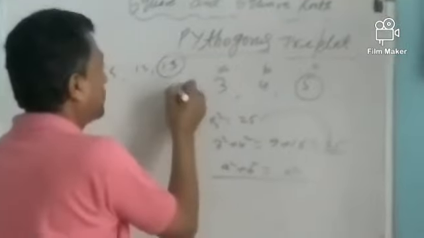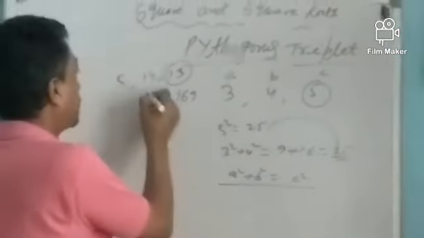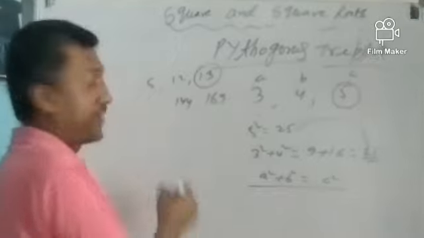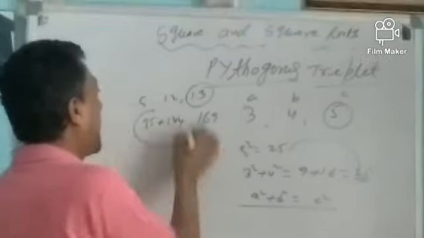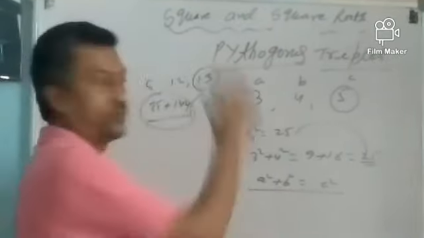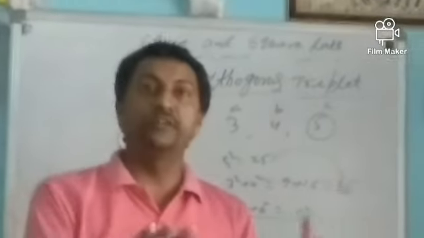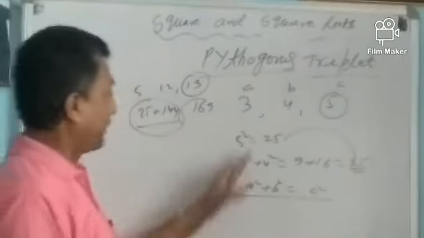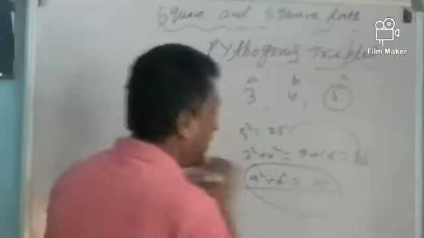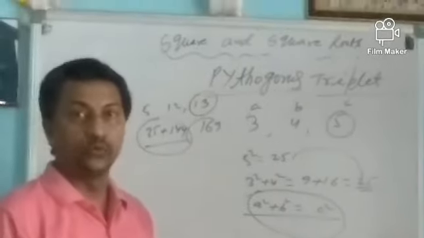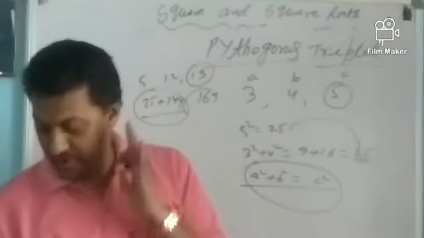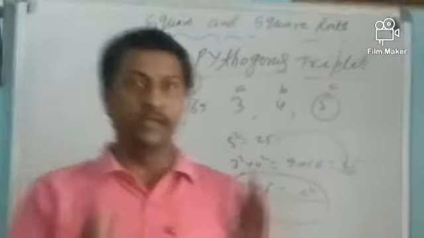We can take another example. हम समझते हैं 5, 12 and 13. So 13 square is 169. 12 square is 144 and 5 square is 25. If you add this one, it comes to 169. So if any three numbers come in this form, it is called a Pythagoras triplet. One very interesting part is also there.